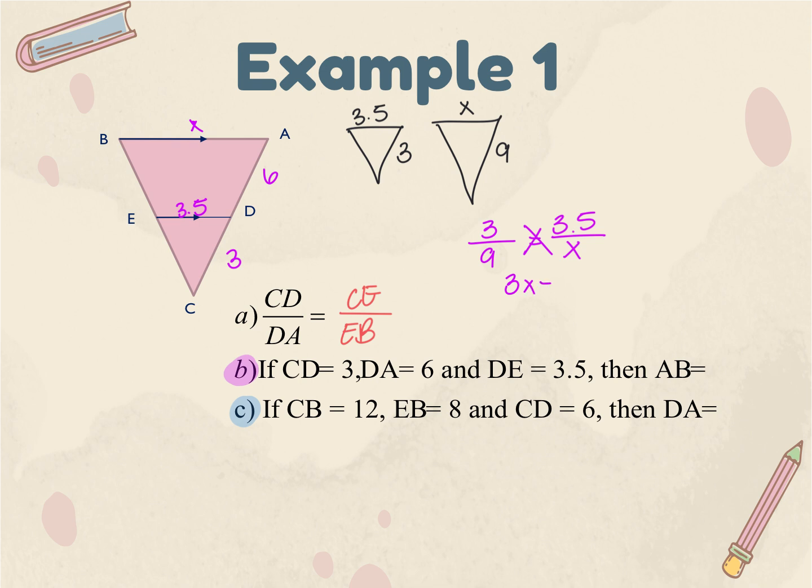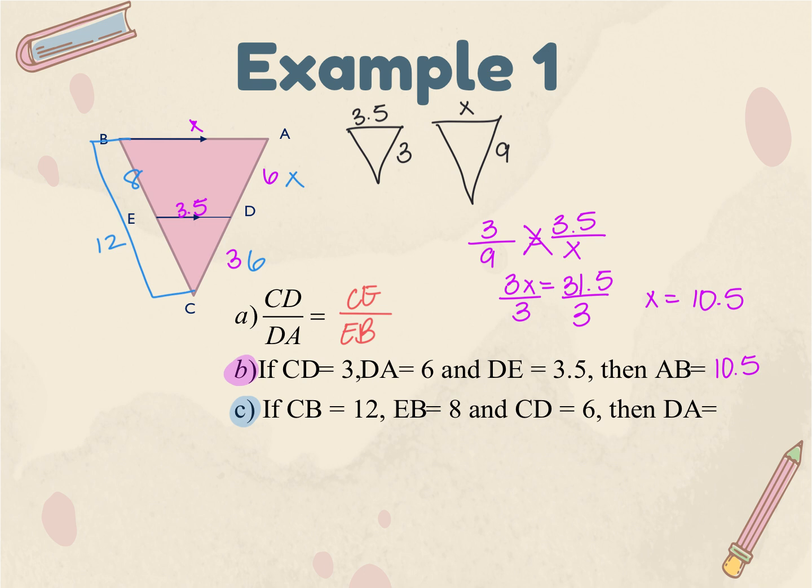I'm going to get 3x equals 31.5, divided by 3, and that x is going to give me 10.5. So AB is 10.5. All right, looking at C. For CB, I have 12. EB, I have 8. CD, I have 6, and they want me to find DA.